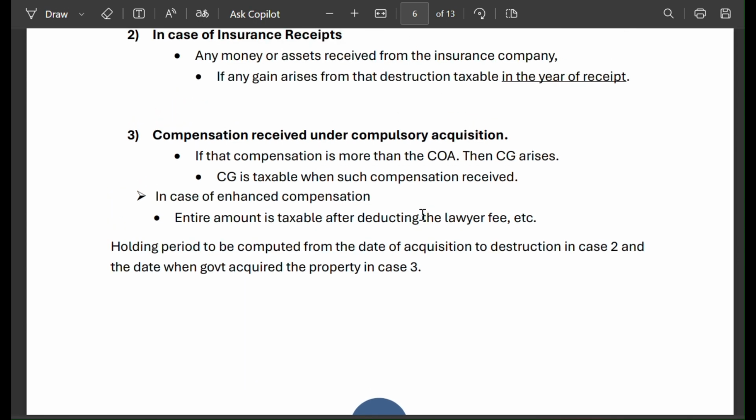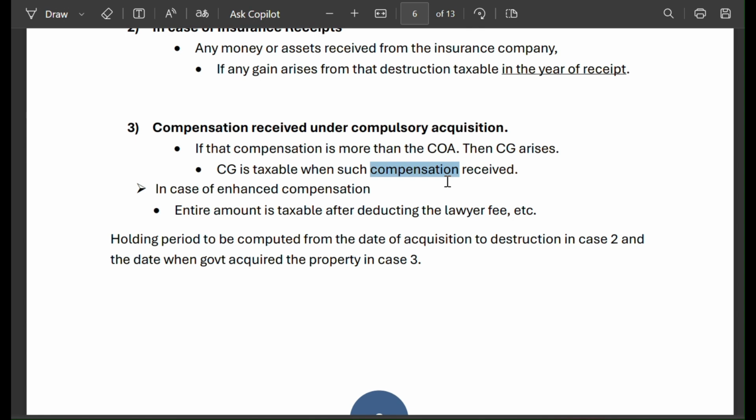In the third case, if any interest is received from the government, it is chargeable as income from other sources, after deducting 50 percent of that interest. For example, if the government acquired the asset on 30 March 2021, and gave the compensation for that acquisition on 31st December 2025, then for this period you get an interest amount on that compensation. You can reduce 50% from that interest value, and the remaining 50% is taxable under income from other sources.